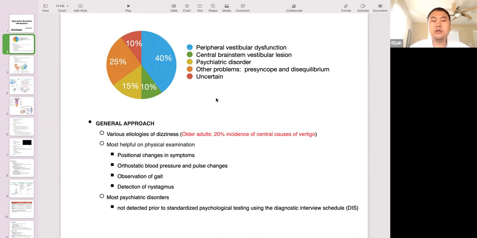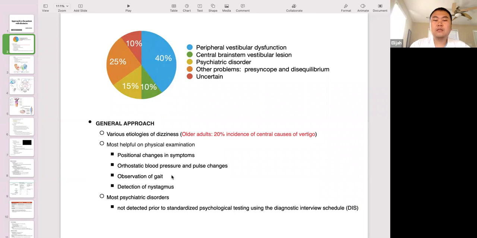The general approach for this is that we can do a physical examination and see some positive findings, like positional changes in symptoms, when the patient goes from lying down to standing up and has dizziness. Sometimes it can be due to blood pressure. For example, the patient has orthostatic hypotension and would feel dizziness because of the low blood pressure. But sometimes it can be due to BPPV, where there are otoliths in the semicircular canal.